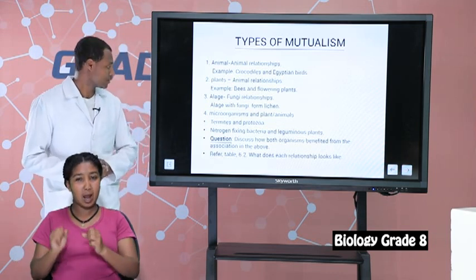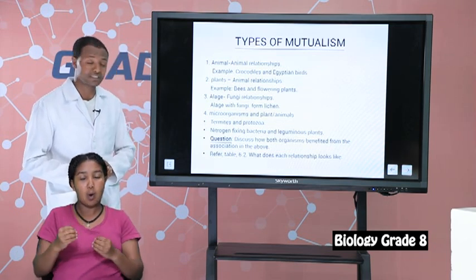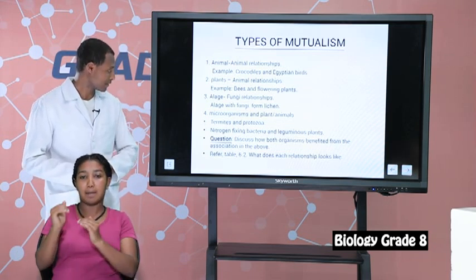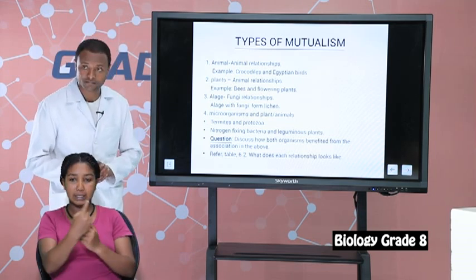Students, can you discuss how both organisms benefited from the association in the above? Refer to table 6.2, what does each relationship look like?